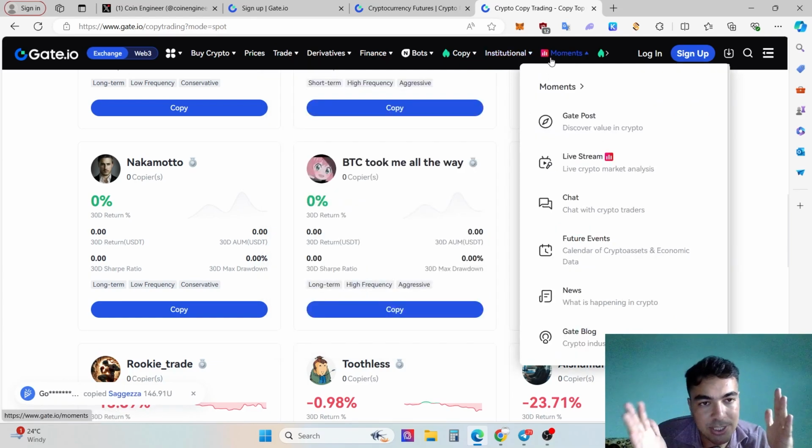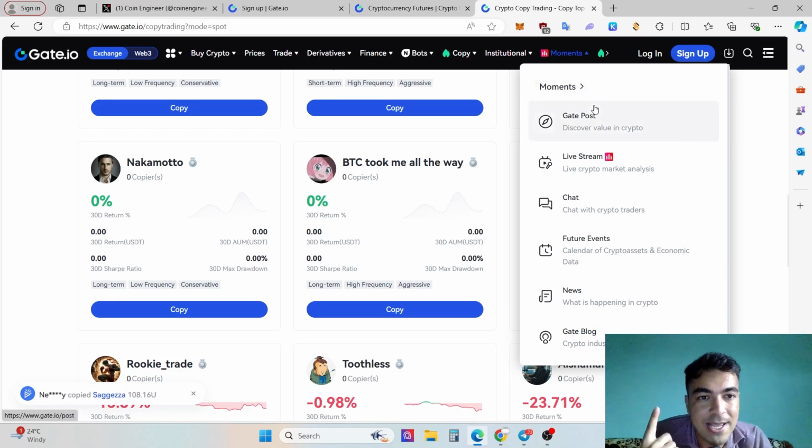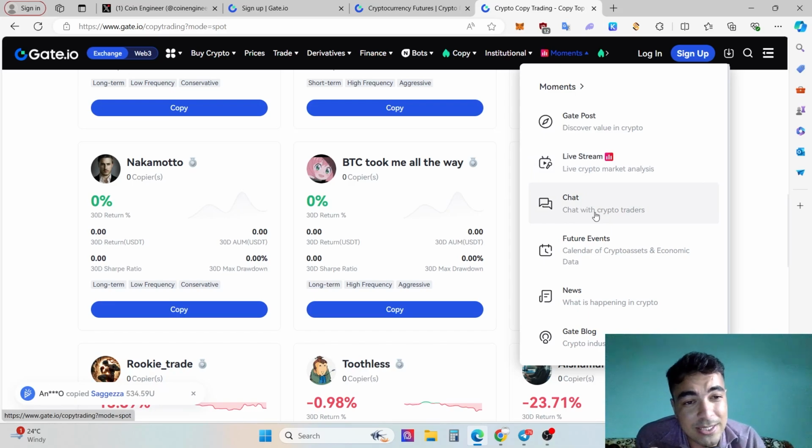That's the social side of Gate.io Moments. For example, if you discover value in crypto, you can use Gate Post. To chat with other crypto traders, you can do it in the chat. If you want to watch live streams at Gate.io, live stream is located there.